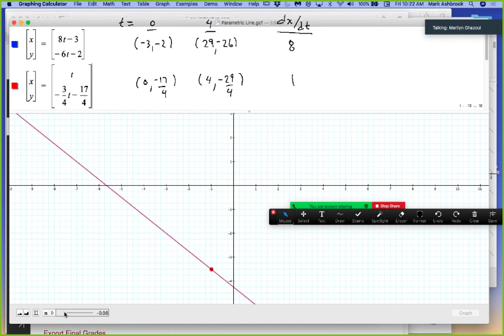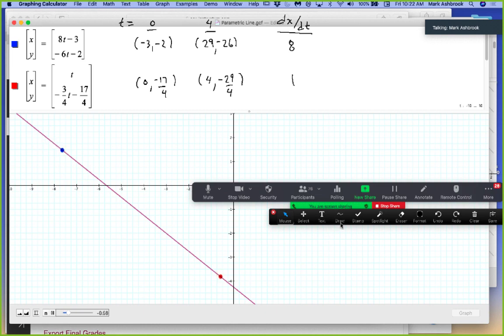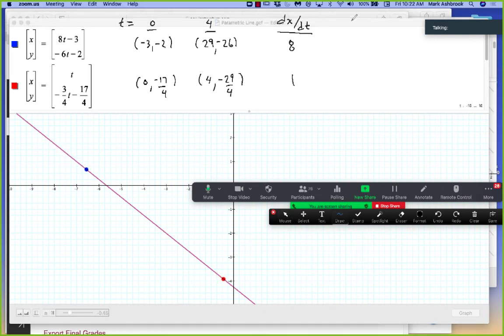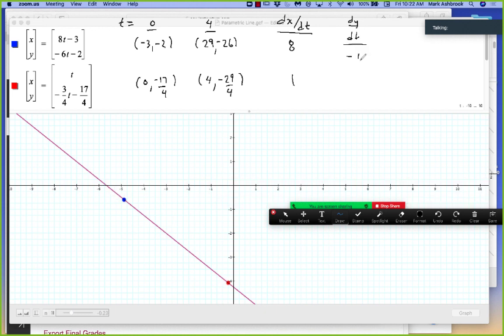I just had a question. Does the dy/dt matter in this case, or just the dx/dt? No, it matters just as much. It's just we didn't talk about it. So what is dy/dt? Negative 6 and negative 3/4.